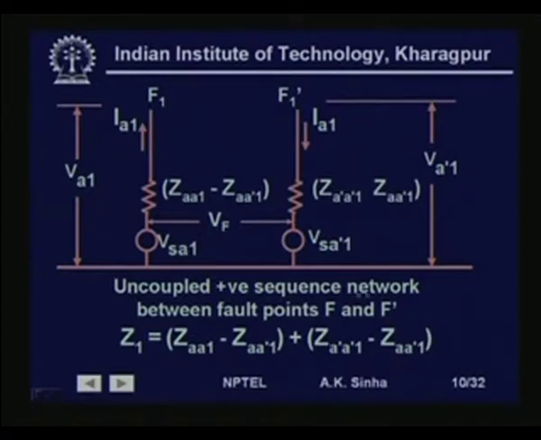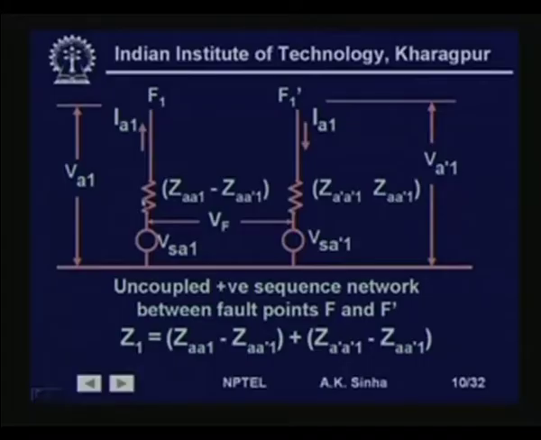So, this is the uncoupled positive sequence network between the fault points F and F dash. Here we can say that the positive sequence current which flows through the network encounters the positive sequence impedance of the network. The positive sequence impedance Z1 can be seen as this impedance and this impedance in series, because IA1 flows through this and through the other parts of the network comes out like this. So, the current IA1 is seeing this impedance and this impedance in series.